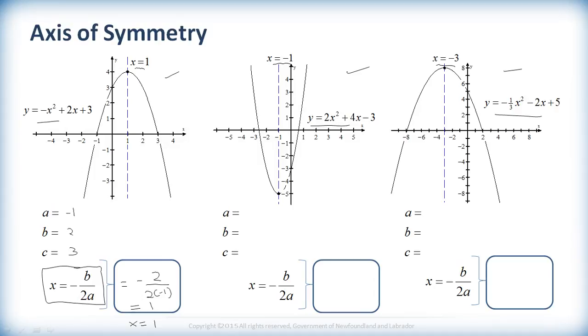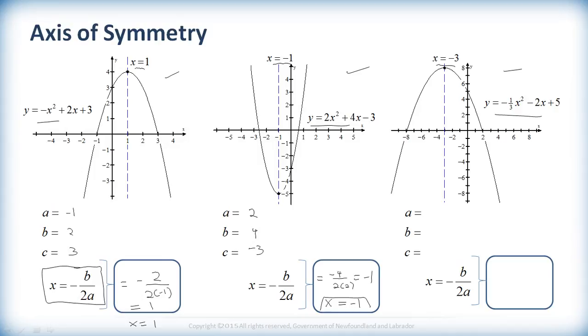For the next one, I'm going to do the same thing. My values for a, b, and c are 2, 4, and -3. Now I take -b divided by 2a, so that's -4 divided by 2 times 2, and that gives me -1. So I get x equals -1 for that one.